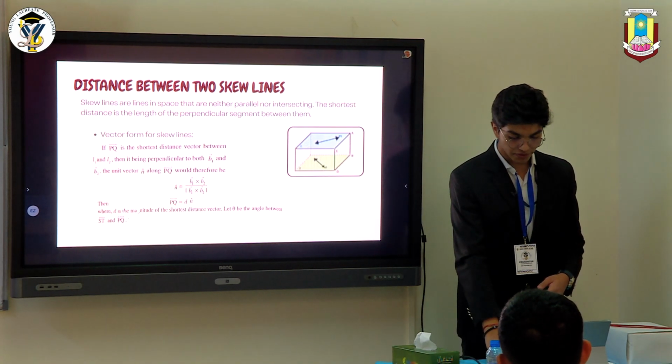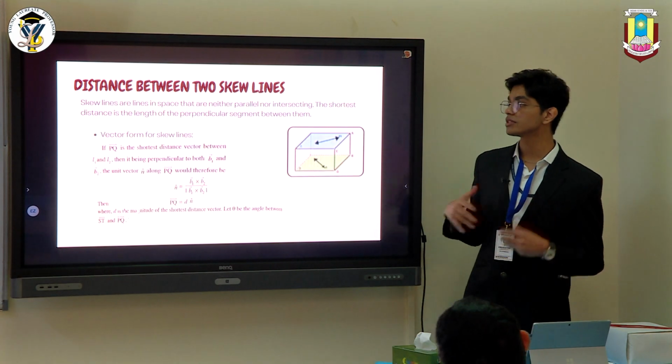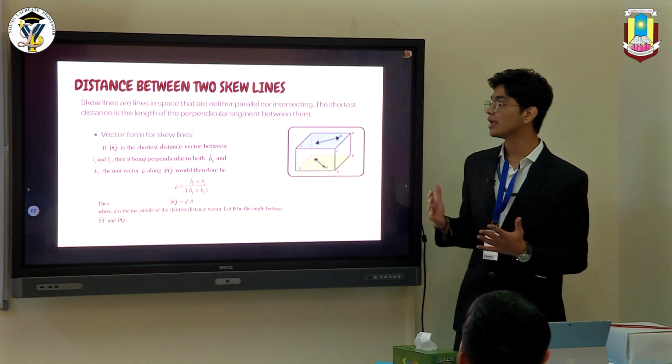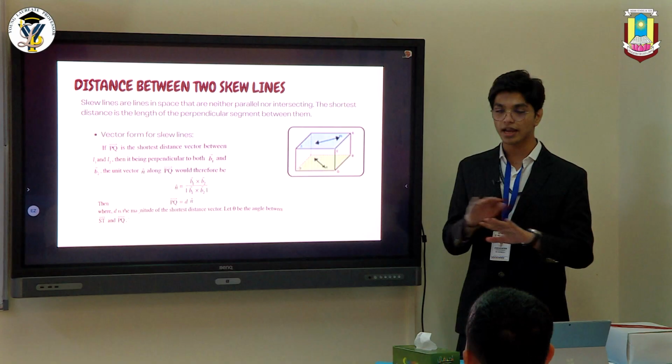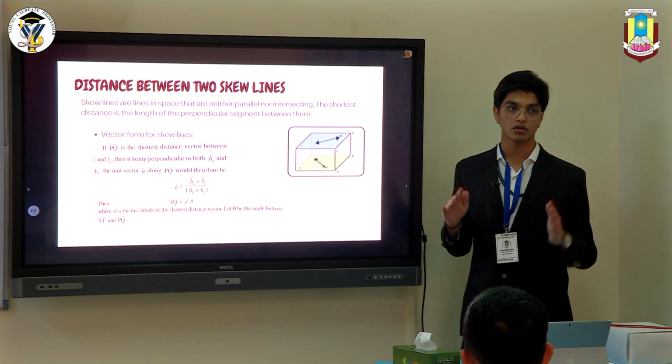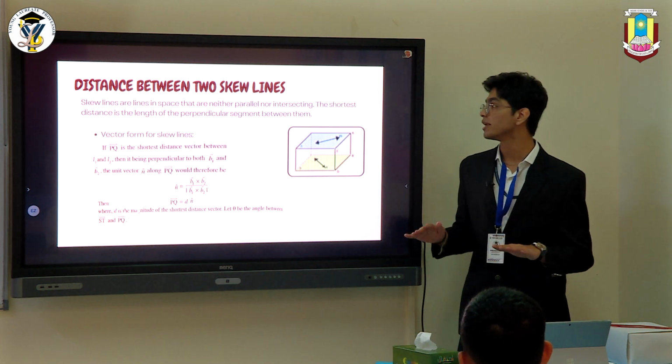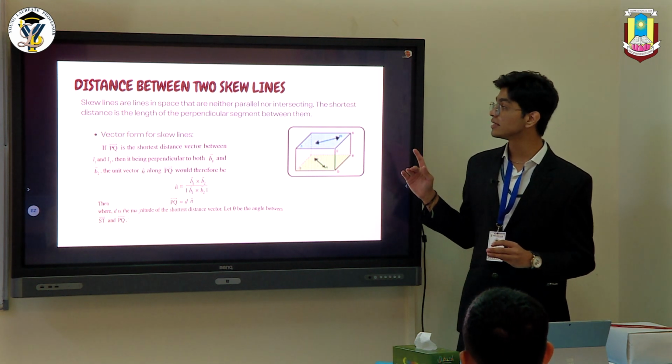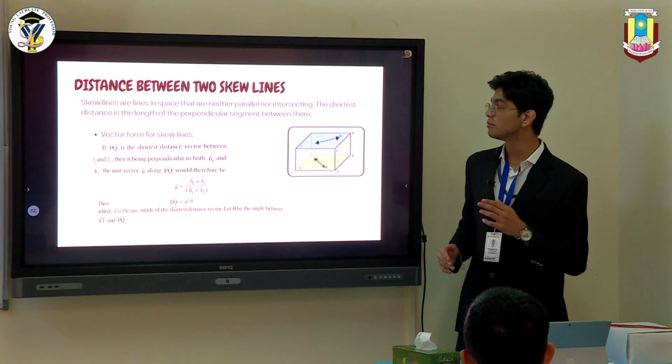Next we have distance between skew lines. So first of all, what is a skew line? Skew lines are lines that are present in space. They are neither parallel nor intersecting, and they are non-coplanar. Non-coplanar as in they are not in the same plane, and the shortest distance between them is the length of the perpendicular segment between them.